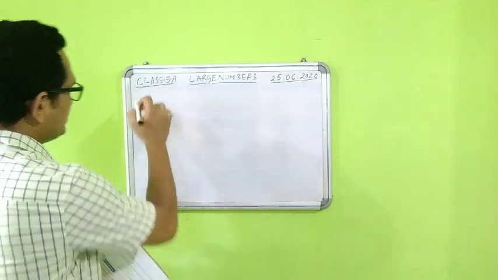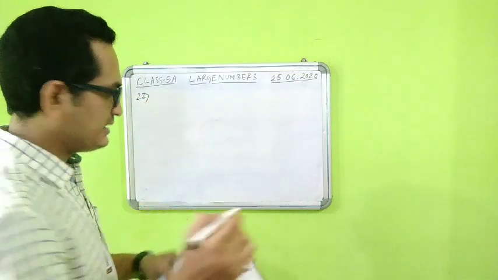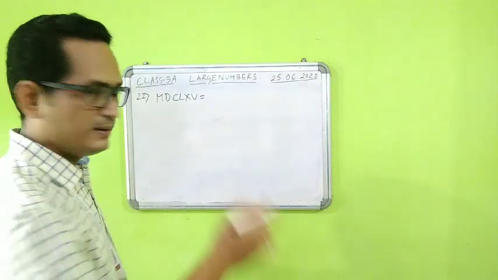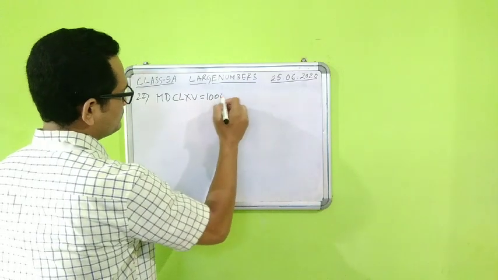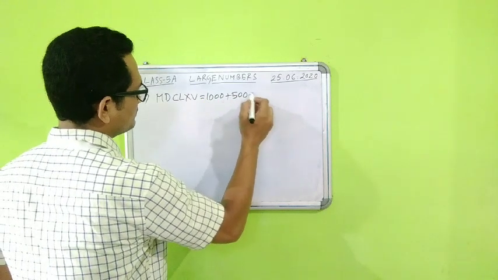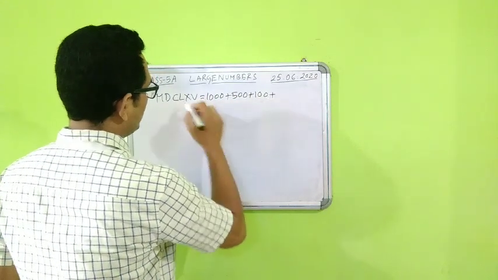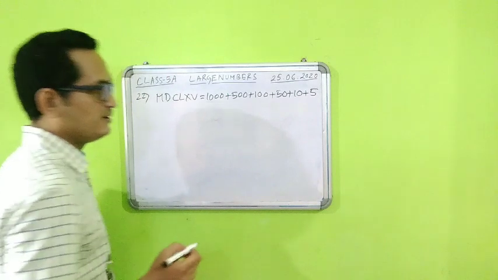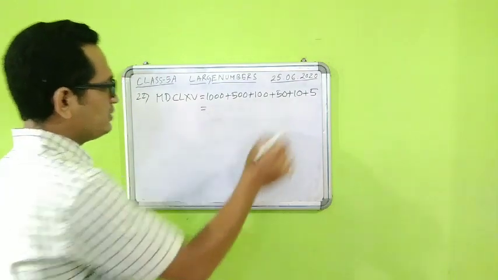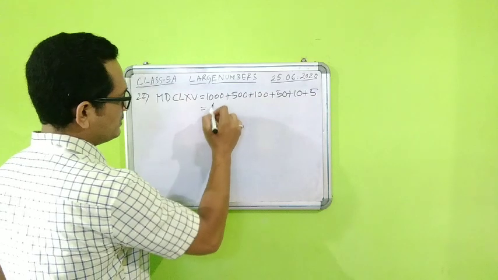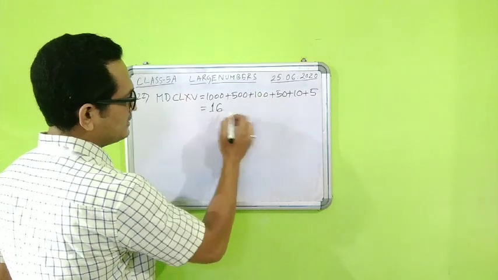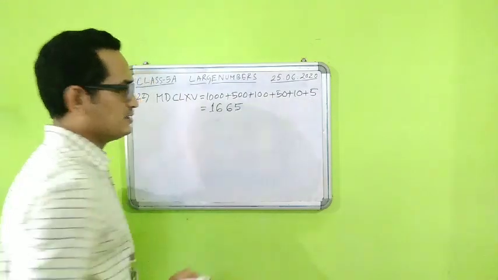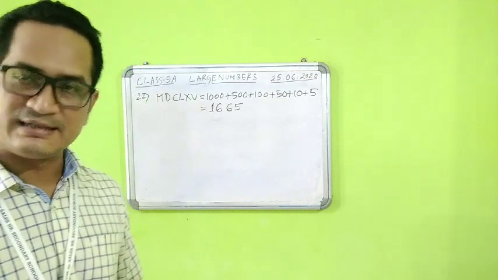So question number 22, MDCLXV. If I have to write it down in Hindu Arabic, let us break it. M stands for 1000, D stands for 500, C stands for 100, L stands for 50, X stands for 10, and V stands for 5. Now let us add all this and see how much it is. It is 1000, so it will be 1. 500 plus 100, it will be 600. 50 plus 10, it is 60, so 6, and finally it will be 5. So the answer of this one will be 1665.